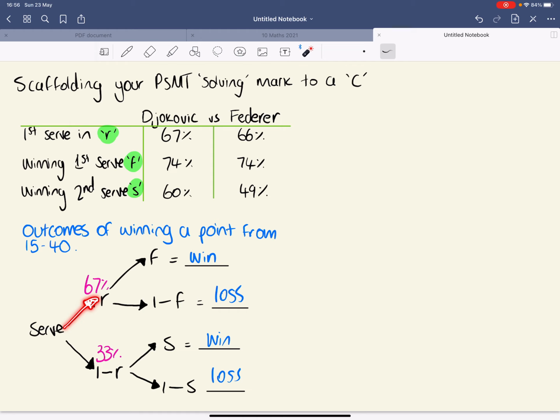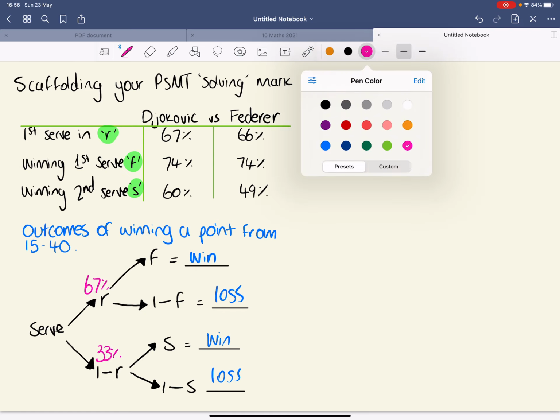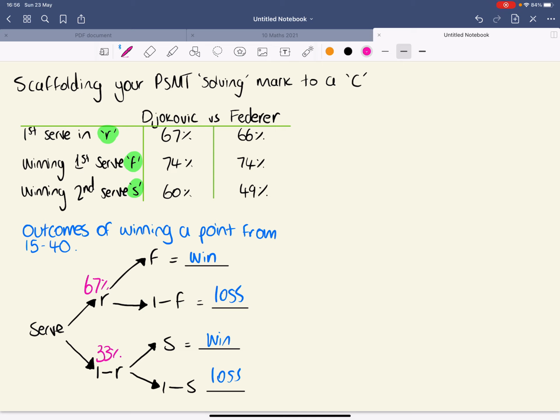Let's go next to what happens if Djokovic gets it in. Well, think about it. If it lands in, they're now probably rallying. They're going back and forth, hitting it to each other. The option for Djokovic is either he wins from his first serve. That's what F is, right? Winning from first serve. Or alternatively, he doesn't win. So that's 1 minus F. And we know his win percentage is 74%, as observed from the table above. So we'll go ahead and write 74% here. And what's left over, if he's not winning from his first serve, he's not winning, and that would be 26% right here. So again, how I got that was just 100% minus that 74% from above.